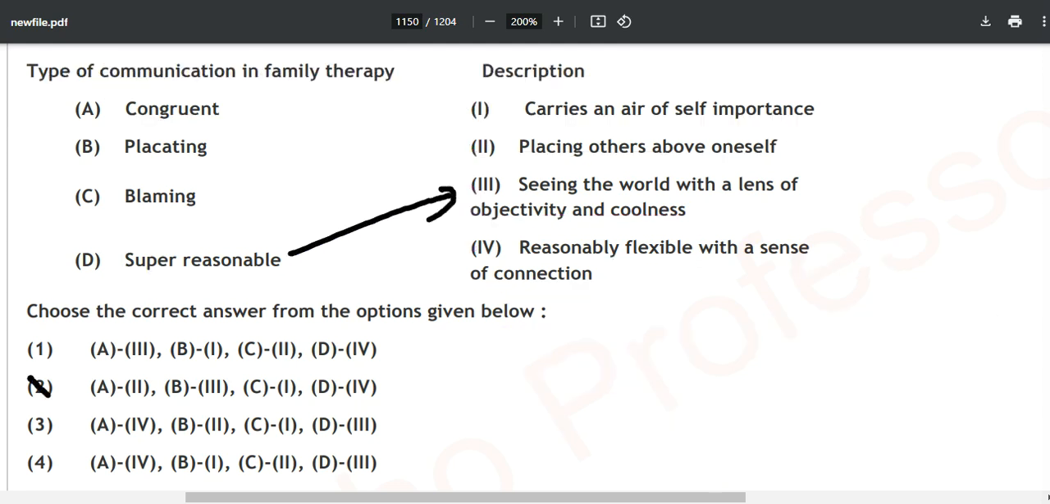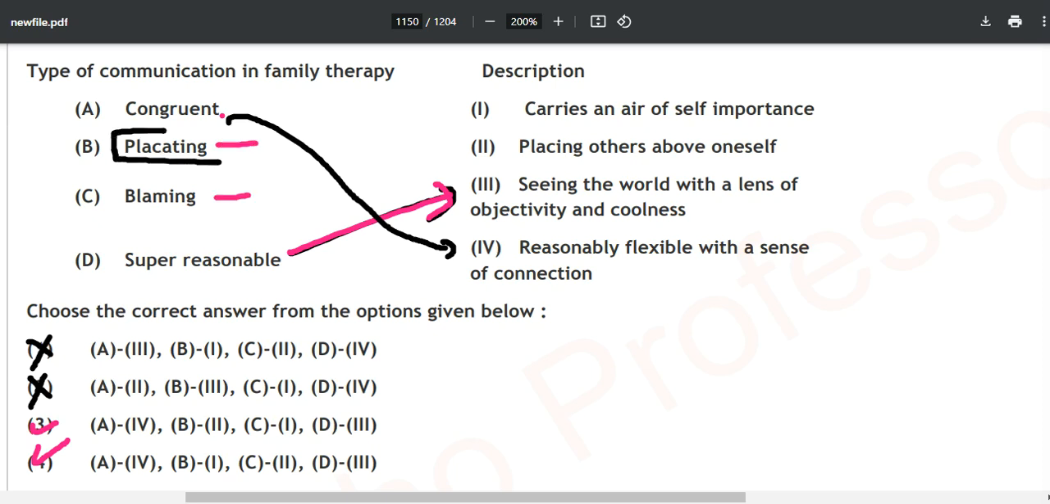Okay, so D and 3 we are having in two of the options. So if we do this, then pretty obviously we are getting congruent as the fourth option as well. Congruent means reasonably flexible with a sense of connection. Now we are confused between placating and blaming. If you know the word meanings, you might be able to do this, but blaming is more suitable. Now we will try to find out what blaming can be.